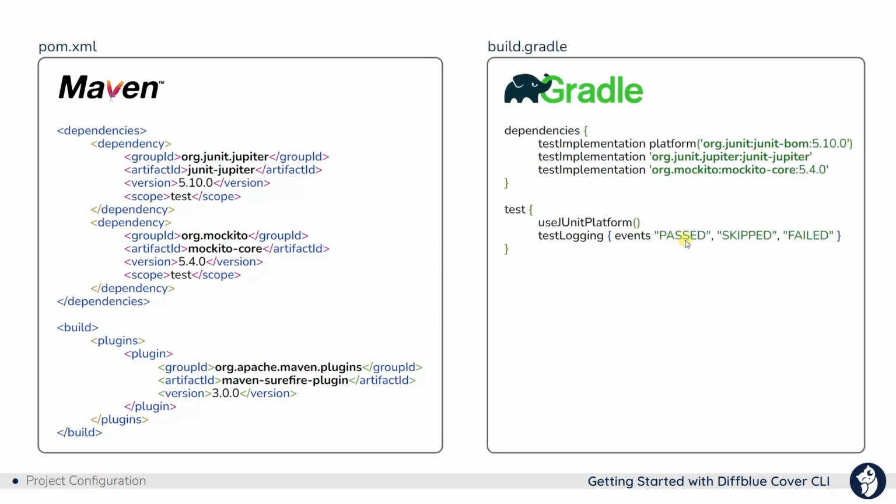There are the same requirements when using Gradle, and this is an example of the build Gradle file. Again, we see JUnit 5, Mockito, and the test closure.